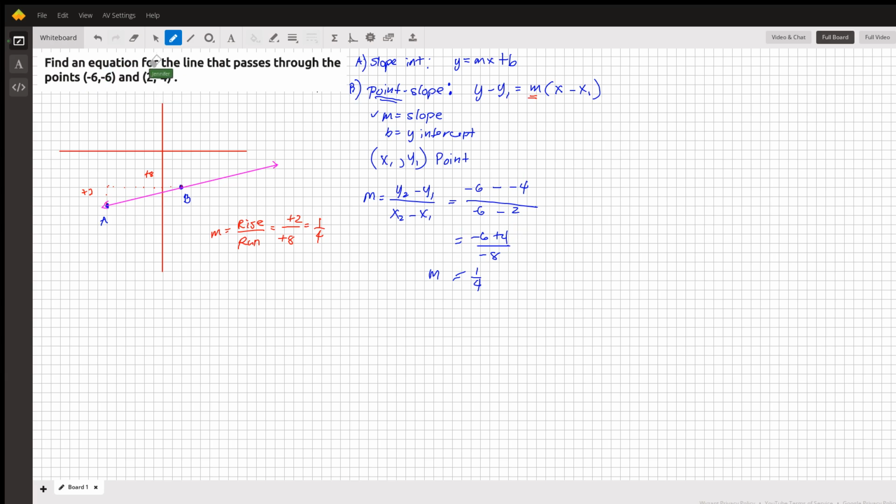It does not matter, okay? So I'm going to use this point right here and this formula. I'm going to say y minus y1, which is 6, equals my slope, 1/4, times x minus my x1, which is negative 6. I'm going to simplify this. Y minus 6 equals 1/4 times (x plus 6). This is the equation in itself, so you can use that.